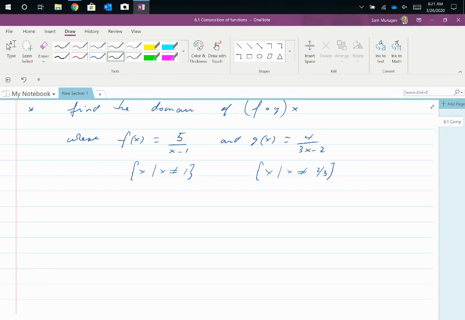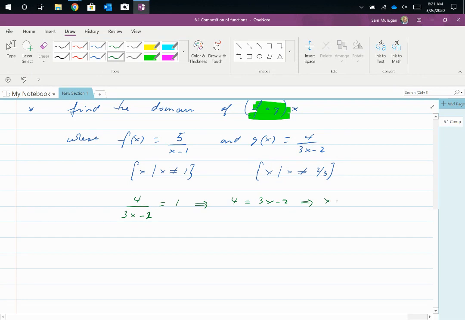Now what this definition of domain is saying for this particular case, f composed of g, is that we take that 4 over 3x minus 2 and set it equal to the number that is excluded in the domain of f. And solving this, we would get 4 is equal to 3x minus 2, so x is equal to 2.